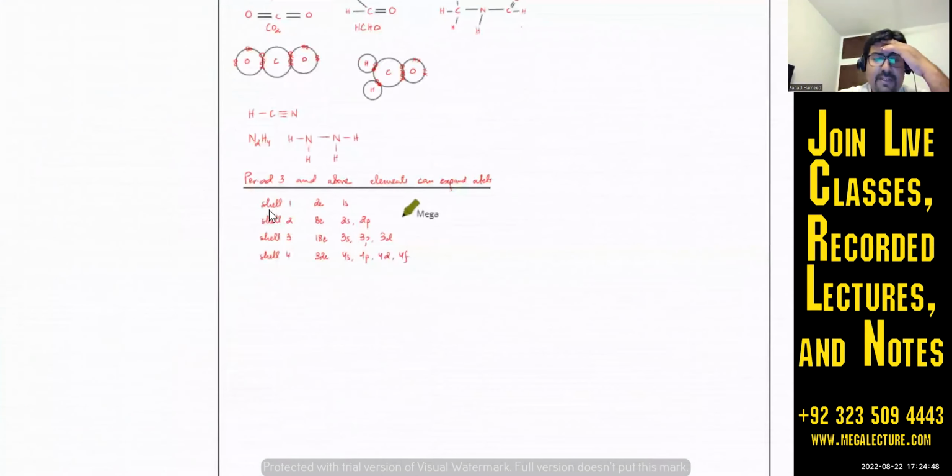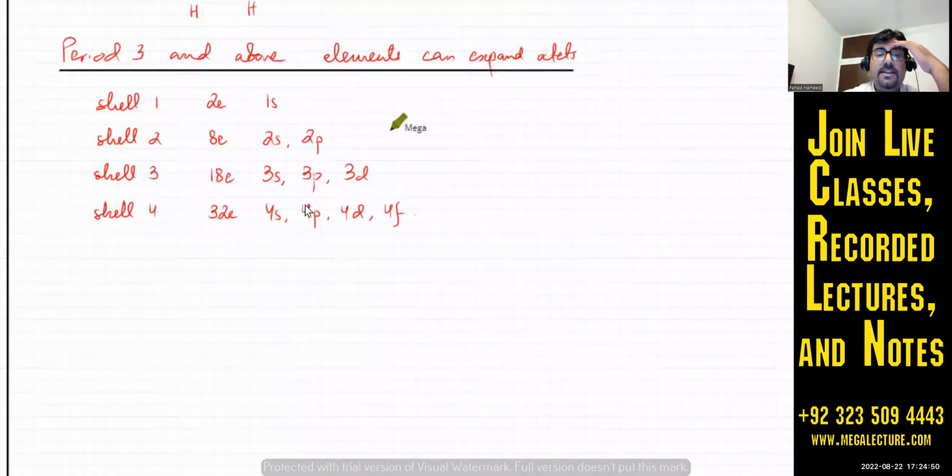But when you move towards shell number 3, it can have a lot more than 8 electrons. Is that idea clear? Shell number 3 is a lot bigger in size. It's got the 3s subshell, 3p subshell, 3d subshell, so it can accommodate a lot more electrons in it.